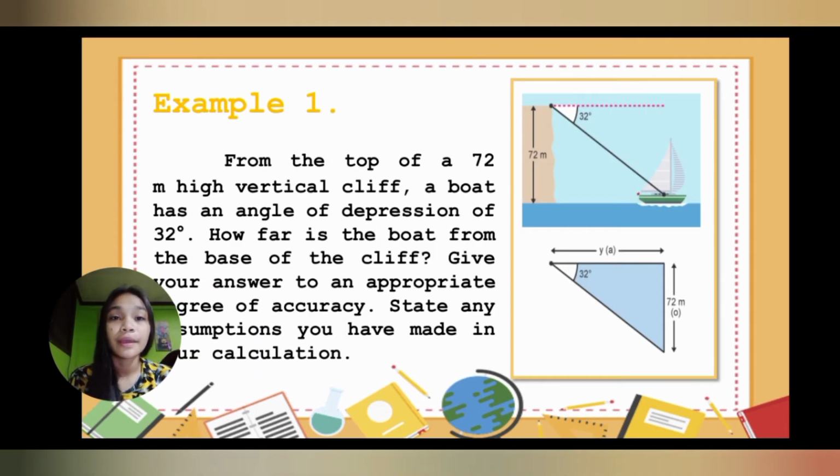From the top of a 72 meters high vertical cliff, a boat has an angle of depression of 32 degrees. How far is the boat from the base of the cliff? Give your answer to an appropriate degree of accuracy. State any assumptions made in our calculation.